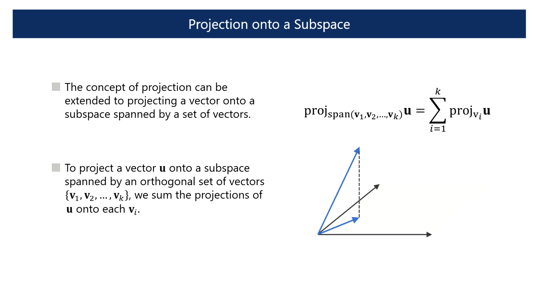The concept of projection can be extended to projecting a vector onto a subspace spanned by a set of vectors. This is often useful in applications like principal component analysis, where data points are projected onto a lower dimensional subspace to simplify analysis and reduce noise. To project a vector u onto a subspace spanned by an orthogonal set of vectors, we sum the projections of u onto each vector.